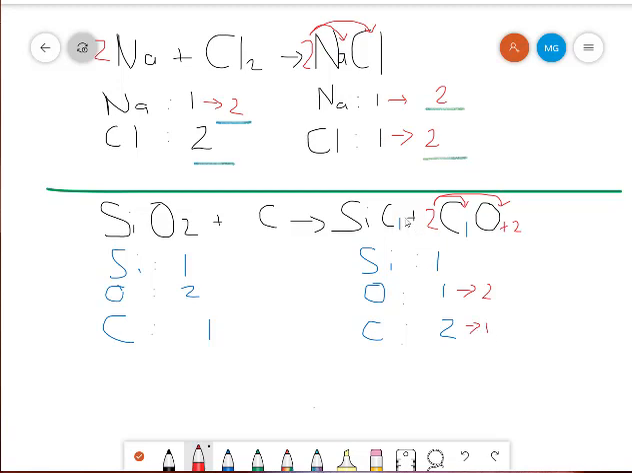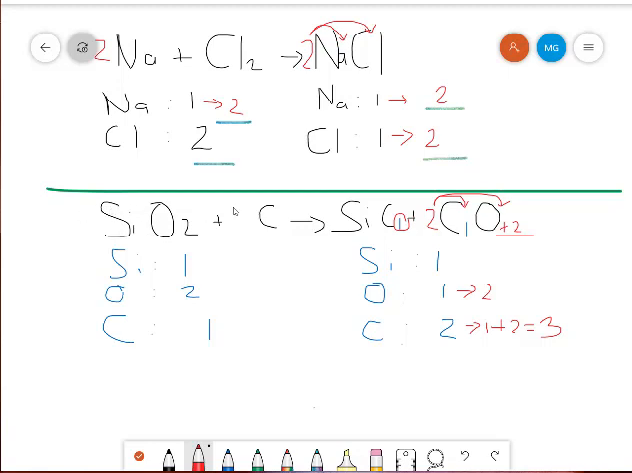But don't forget about the other carbon I need to add. So it's going to be 2 plus the other carbon. That gives me 3 in total on the right side. So 3 carbons on the right side in total. Now I realize that my carbon on the left side is not balanced. So how do I make my carbon on the left side a 3? I need to multiply my carbon with 3.